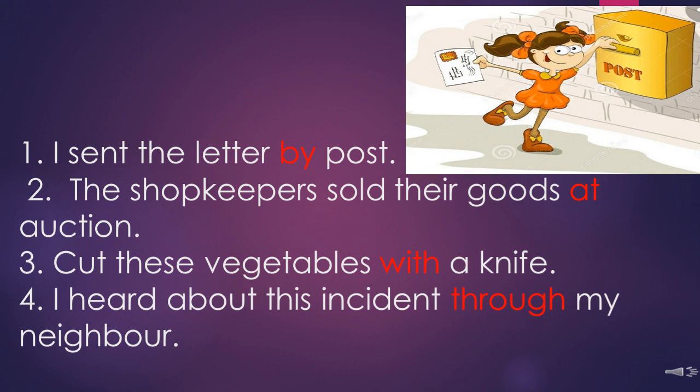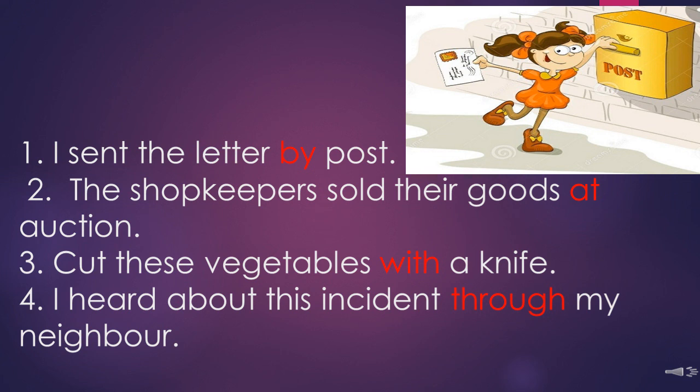Let's read the following sentences to understand the agency or instrumentality relation of prepositions. The first sentence: I sent the letter by post. So here the instrument or the agency is the post. Okay. The shopkeepers sold their goods at auction. So here the agency or the instrument is the auction. Cut these vegetables with a knife. So here a knife is the instrument.